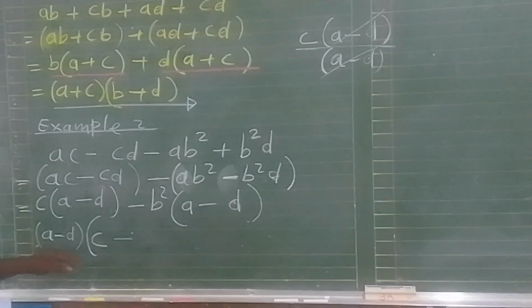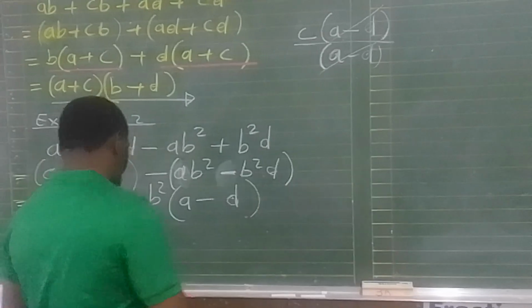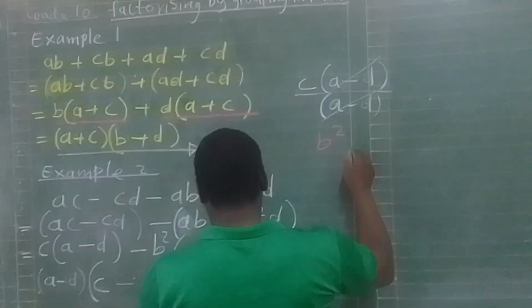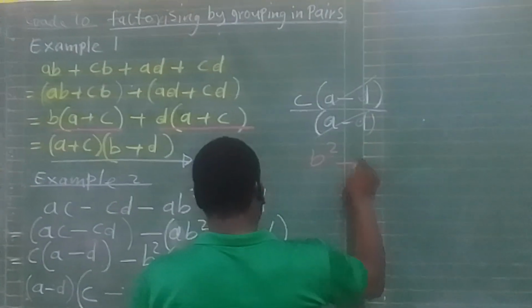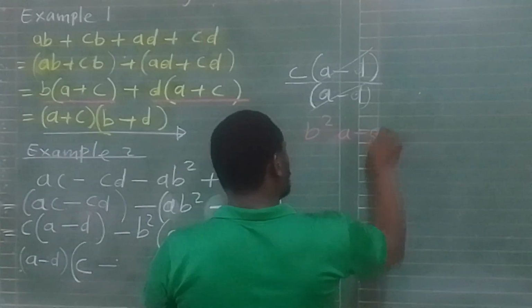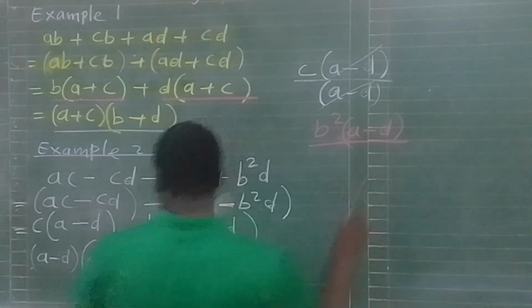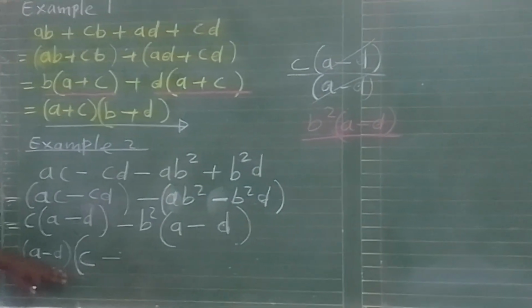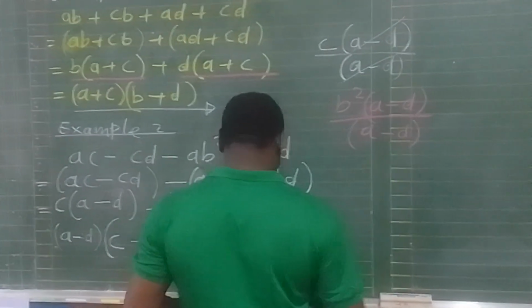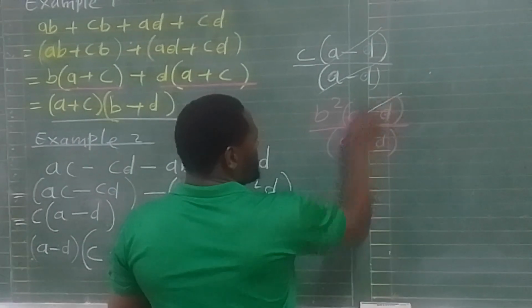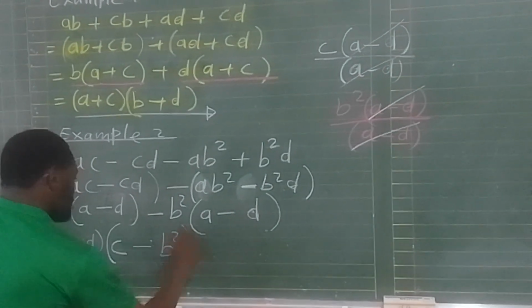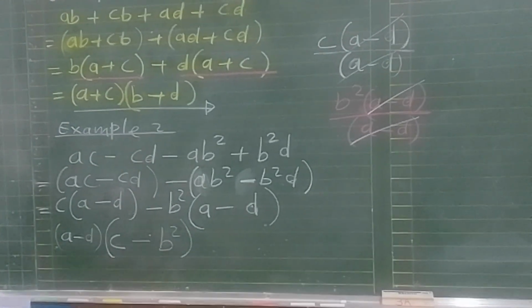minus. You do the same. You say B squared minus B squared into A minus D divided by A minus D. I have taken this out, remember? A minus D. I'm left with B squared. Now this is factorized.